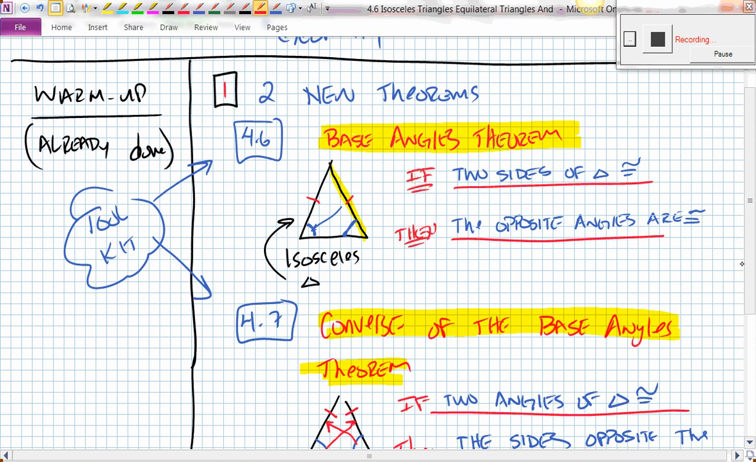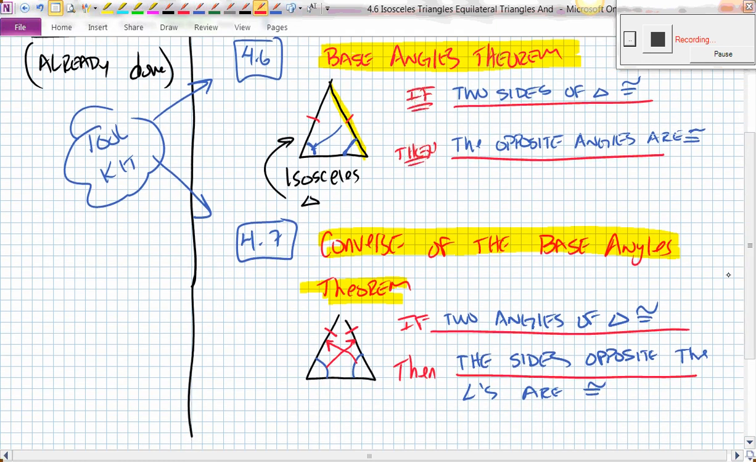Okay, so there's everything from the first box, right? The base angles theorem and the converse of the base angles theorem. So a guiding question could be, what is the converse? Okay, so you might have to remind yourself, hey, what is this word converse all about? What is the converse?